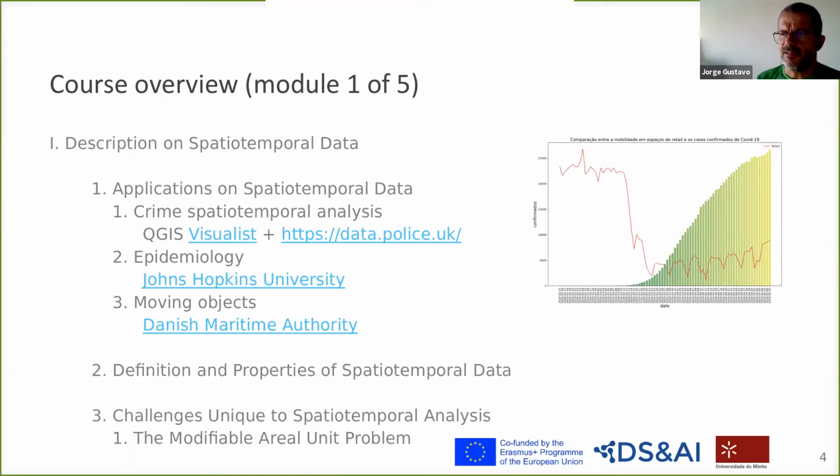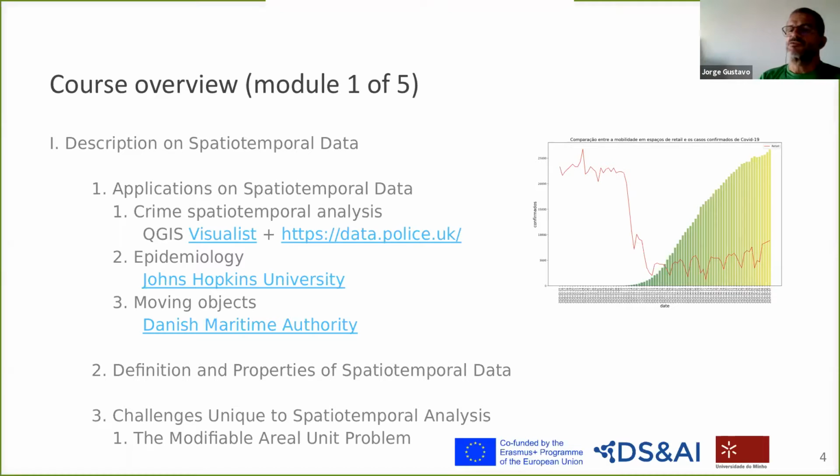And the third example for this first module will be using moving objects. Moving objects is also a very common use case in spatial temporal data, and we have many data sets of moving objects, people, animals, but in this case I selected ships. We have very detailed data sets of ships moving all around the world, because all ships have an AIS system, so every ship is tracked, so we can use this data.